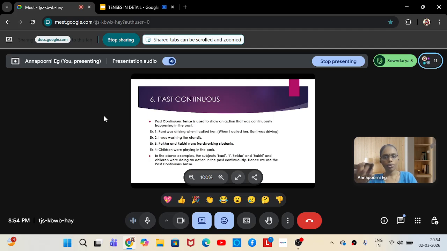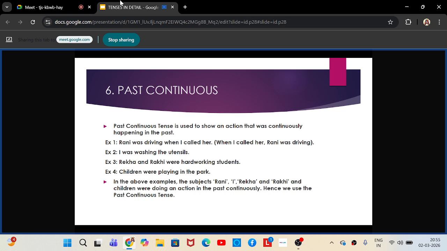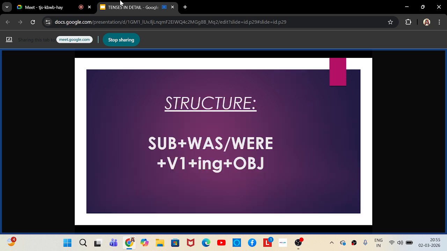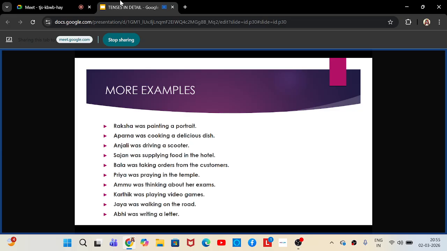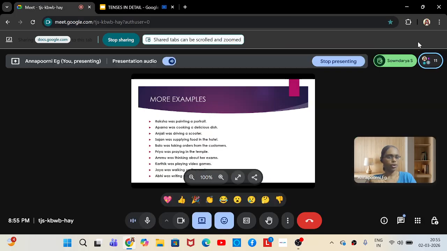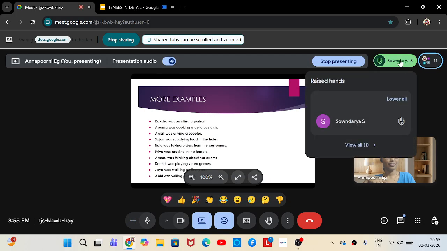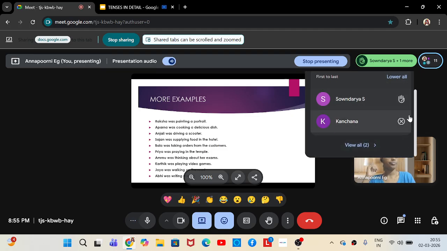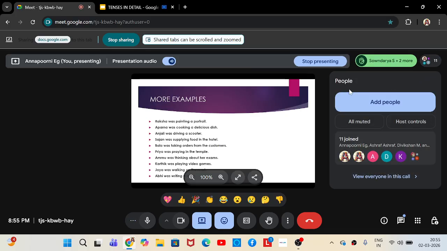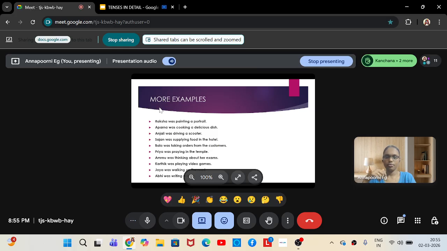Very good. So in the above examples, we can see the subjects are Rani, I, children, and Rekha and Rakhi. All these subjects were doing some action continuously in the past. So we are using the past continuous tense here with the structure: subject plus was or were plus gerund plus object. We have a few examples. Please come forward, any two people. Santoshi and Divikshan. Santoshi can read the first five.